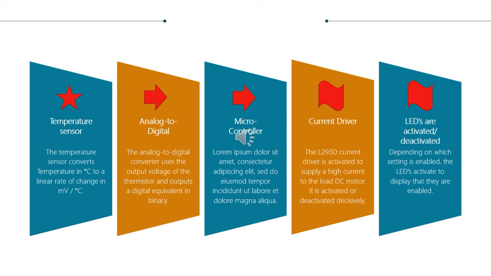Next, we move on to the current driver, which is the L293D. We only use one channel. We're only spinning our motor in one direction. The L293D current driver is activated to supply a high current to the low DC motor. It is activated or deactivated depending on which temperature range we are in. The LEDs are activated or deactivated depending as well on what temperature range we are in. Let's look at that closely.